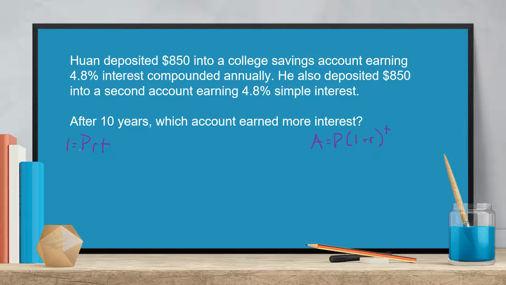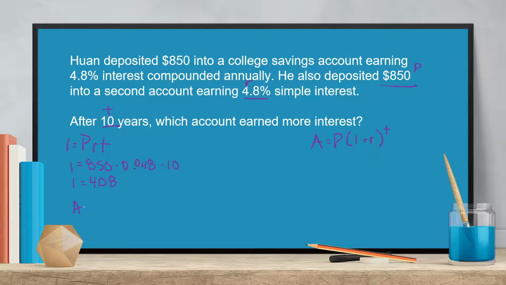So let's go to the first one. Let's start with the simple interest down here. This is our second account. He has $850. That's the principal. He earns 4.8% interest. That's your rate. And the time for both accounts is 10 years. So here, I equals the principal, $850, times the rate, which is 4.8%, or 0.048, times the years, which is 10. So go ahead and do your math, figure that out. And you got interest was $408.